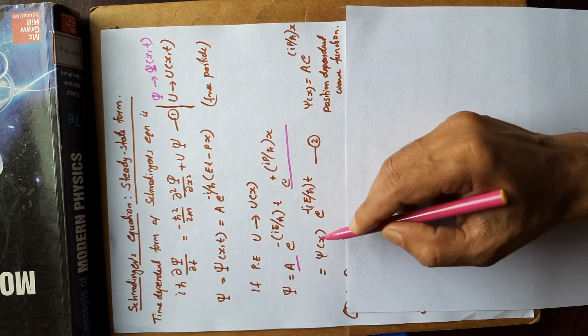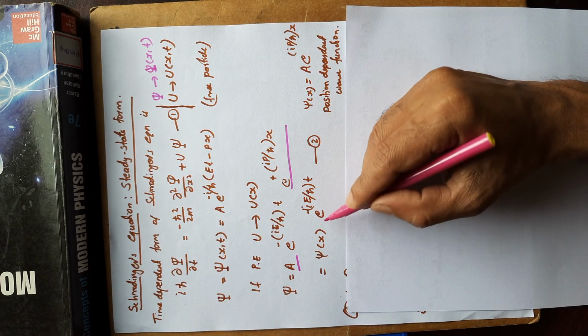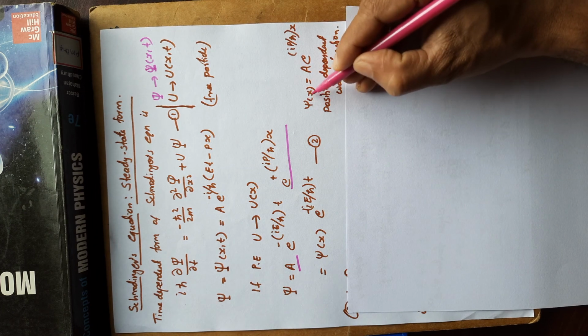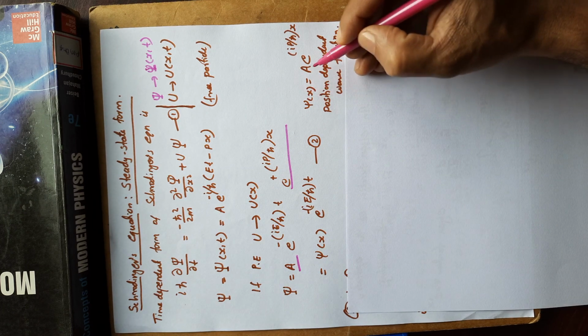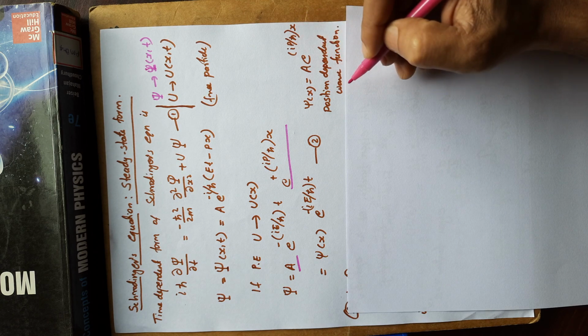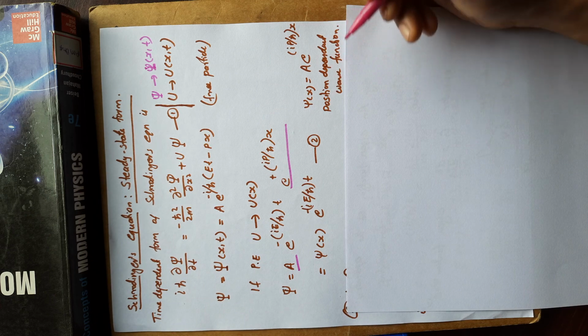Everything except the time part I am calling small psi of x. So small psi of x times the time dependent part. Where psi of x, psi is a function of x only, position only, is given by A e raised to i p by h cut x, the position dependent wave function.